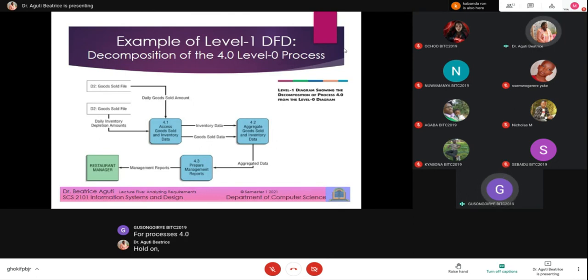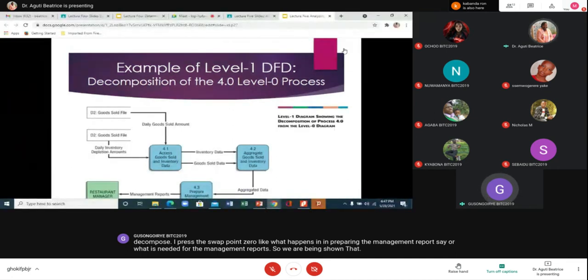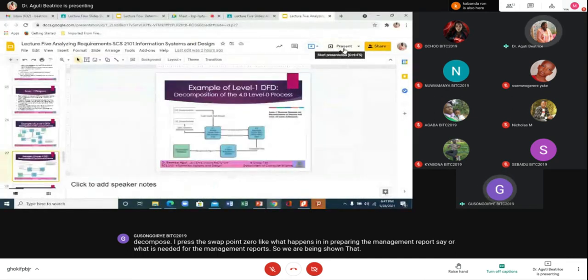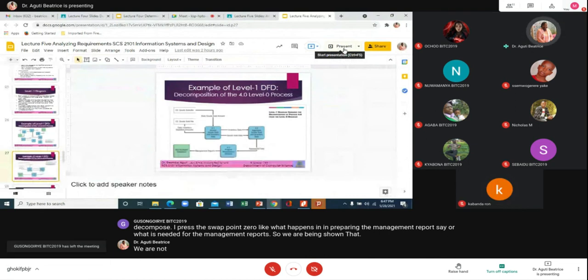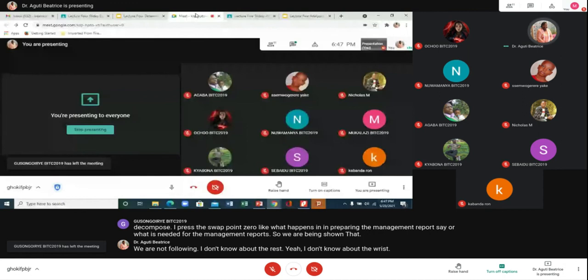So, process 4.0. Here we're trying to decompose process 4.0, like what happens in preparing the management reports, or what is needed for the management reports. So we are being shown that we are not following. I don't know about the rest.